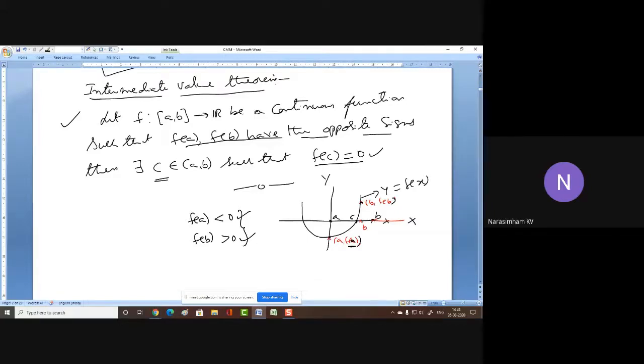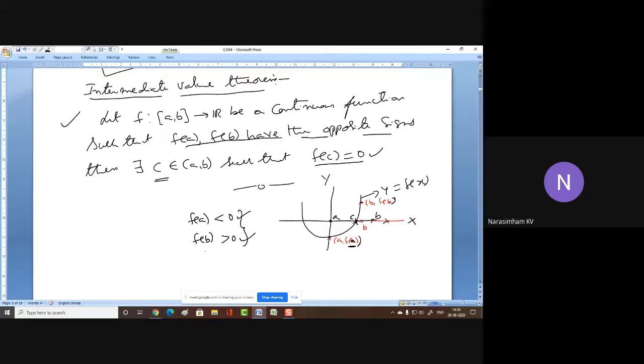I will repeat again. Listen carefully. Intermediate value theorem. What is the intermediate value theorem? The given function is continuous from a point A to B, and f of A and f of B have opposite signs. Then what happens? From A to B, our function is continuous. At A, the function value is negative. At B, the function value is positive. So definitely our curve intersects the x-axis. Point C is nothing but the root of the equation.